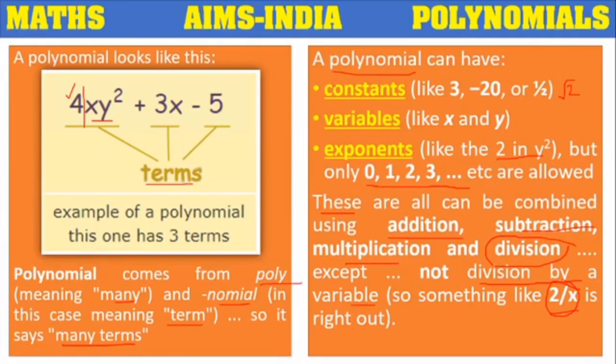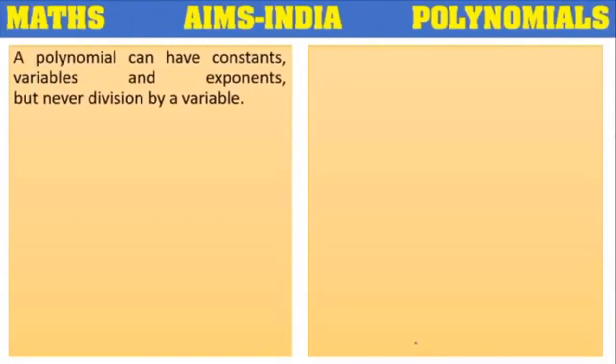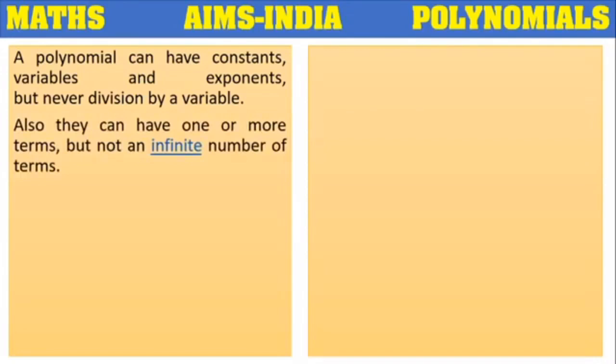So a polynomial can have constants, variables, exponents. These can all be combined together using operations like addition, subtraction, multiplication, and division, but the condition applies. So a polynomial can have constants, variables, exponents, but never division by a variable. That is the normal definition of a polynomial. They can have one or more terms, but not infinite terms. So this word we have to keep in mind. A polynomial should never contain an infinite number of terms. If an expression has an infinite number of terms, then it is not a polynomial.